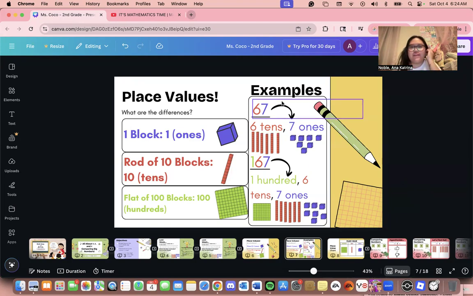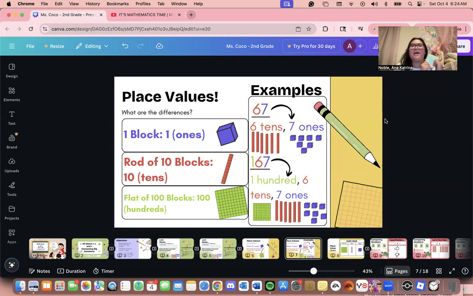As an example here, you guys can see 67, we have 6 tens, so 6 of these little friend guys, and 7 of these blue guys. As we all know, they go hand in hand well together. But we also see 100.